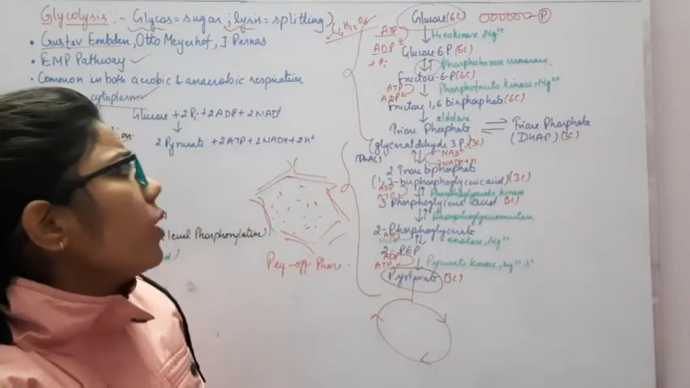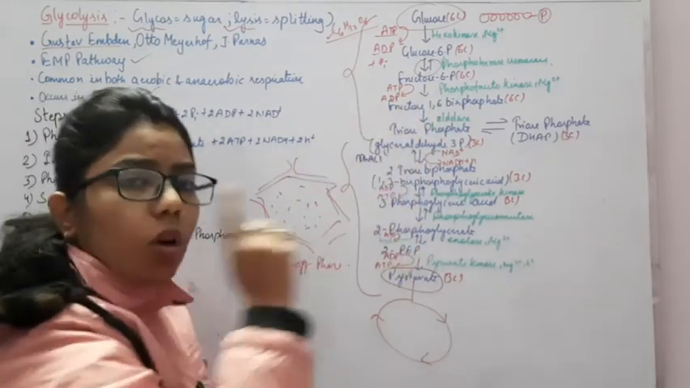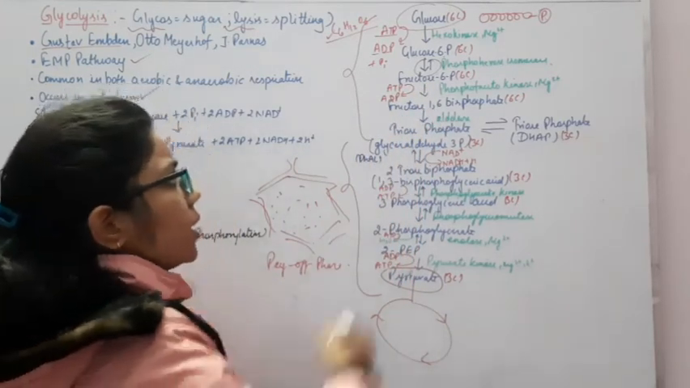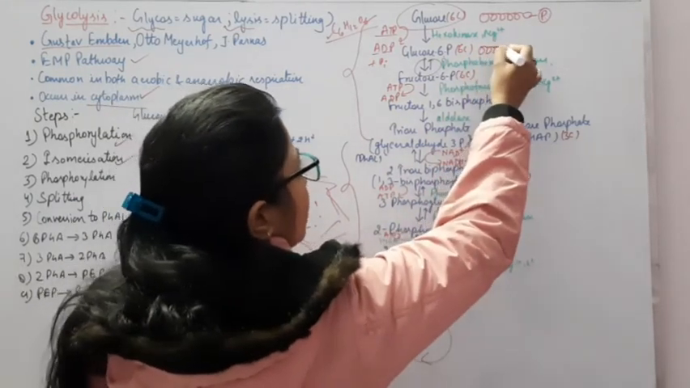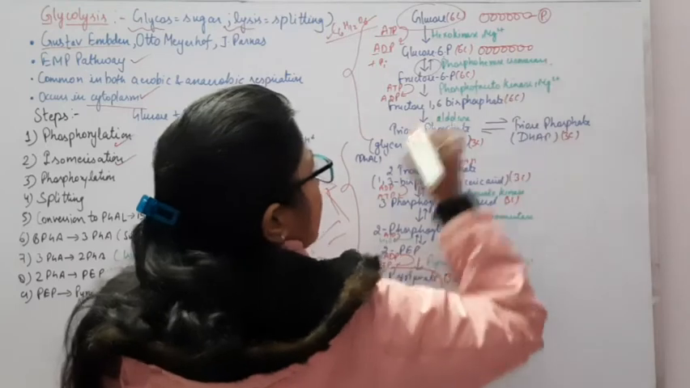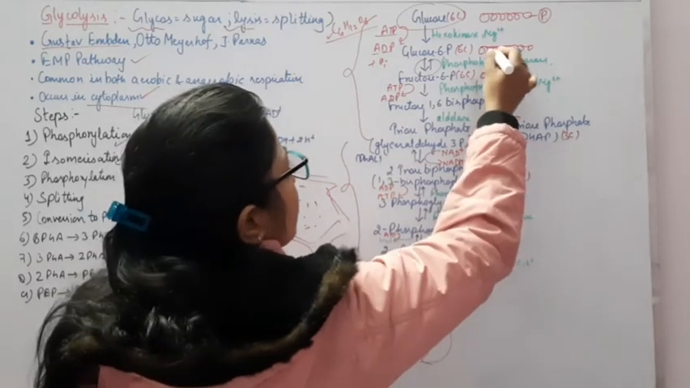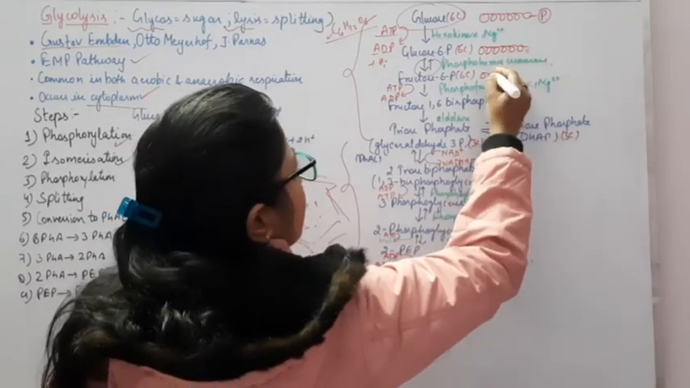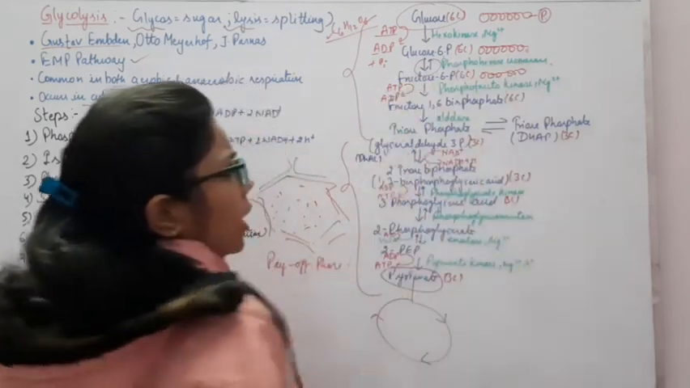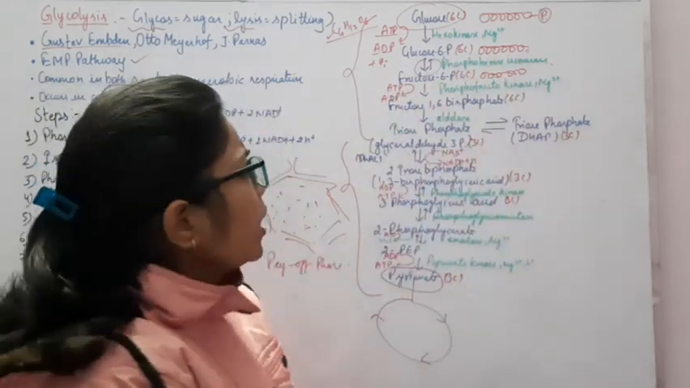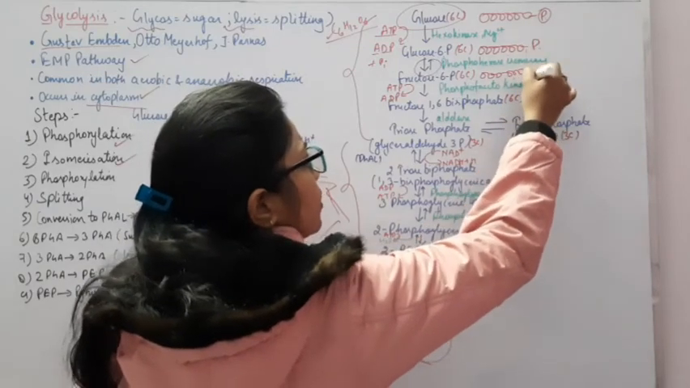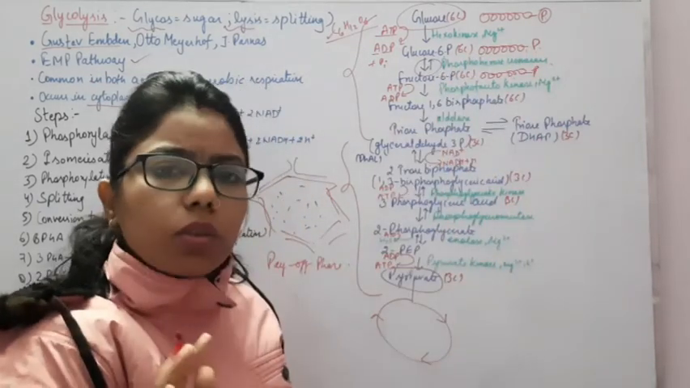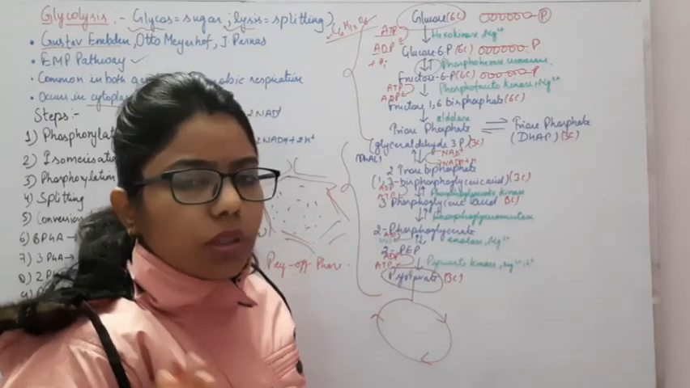Now, we get this fructose 6-phosphate, which is also a 6 carbon compound. You can see that glucose 6-phosphate is also a 6 carbon compound, 1, 2, 3, 4, 5, 6. And this one is also 6 carbon. Now what you can see is that up to here, only at the 6th position there is a phosphate group, whether it is glucose 6-phosphate or fructose 6-phosphate.